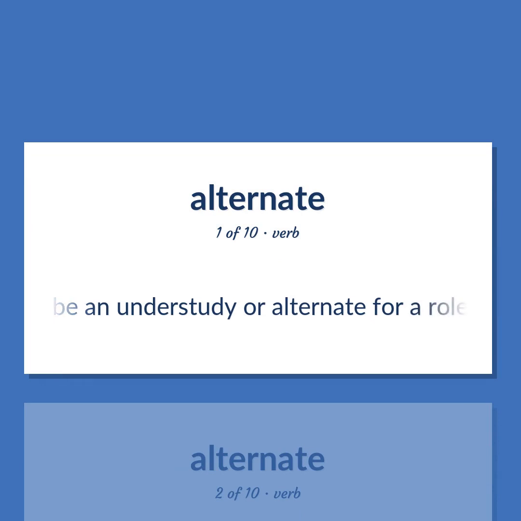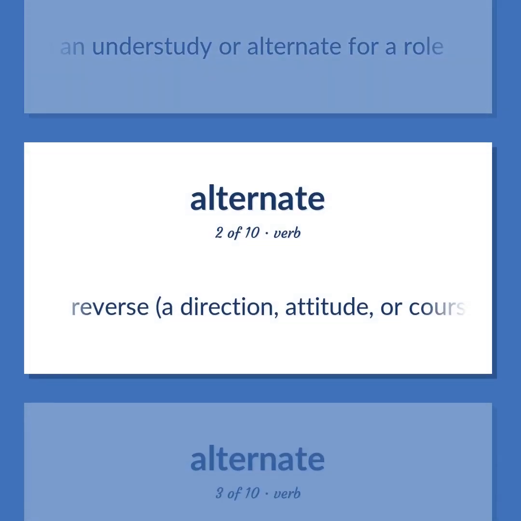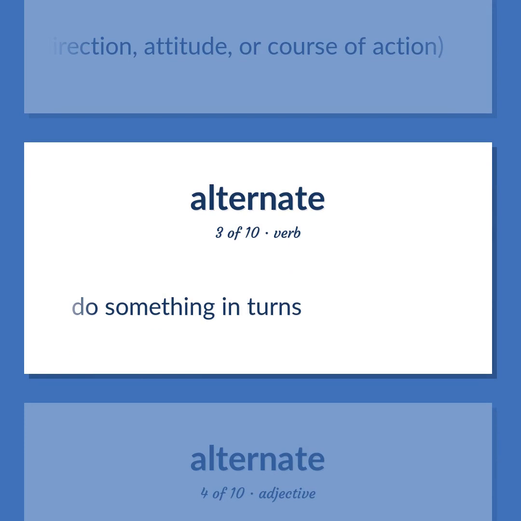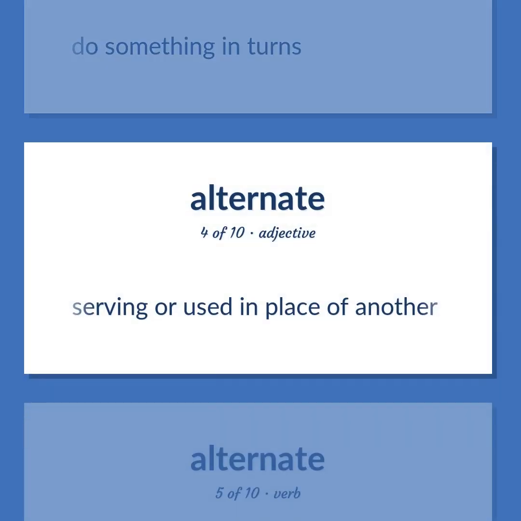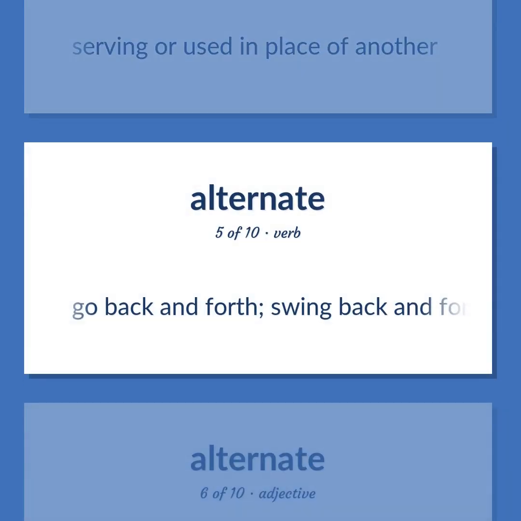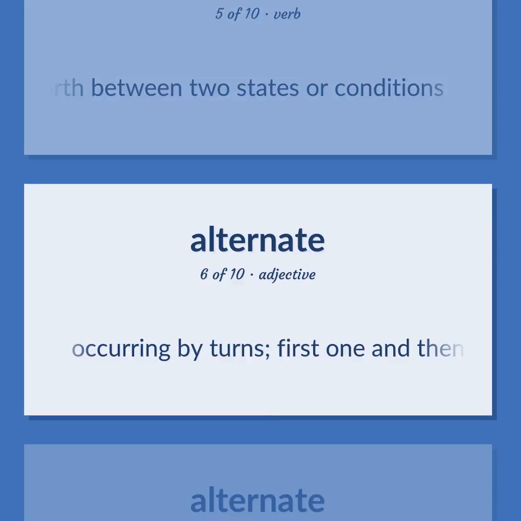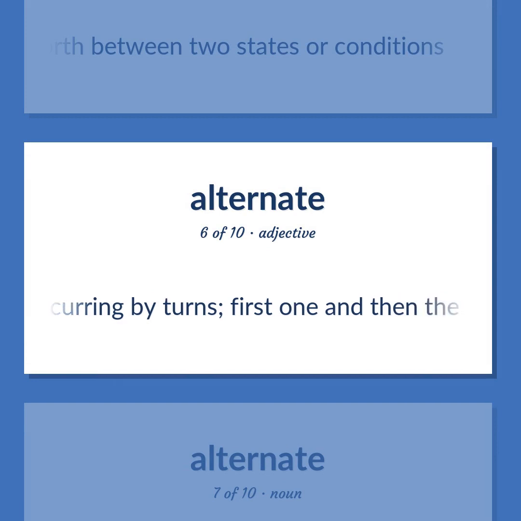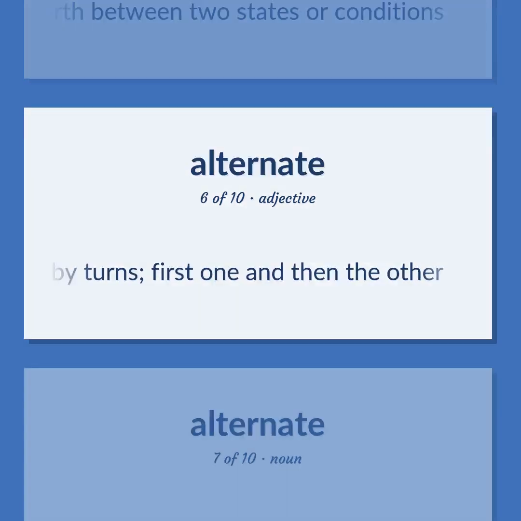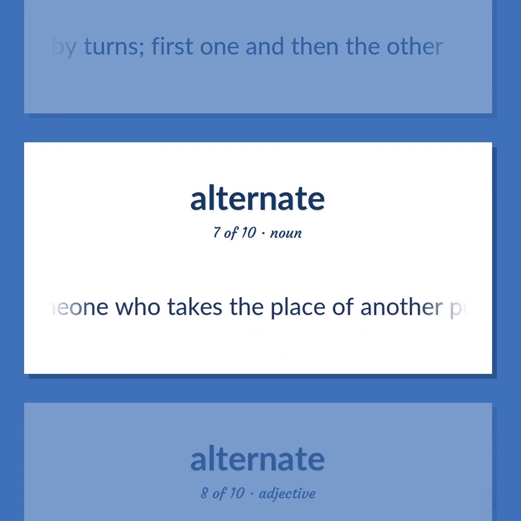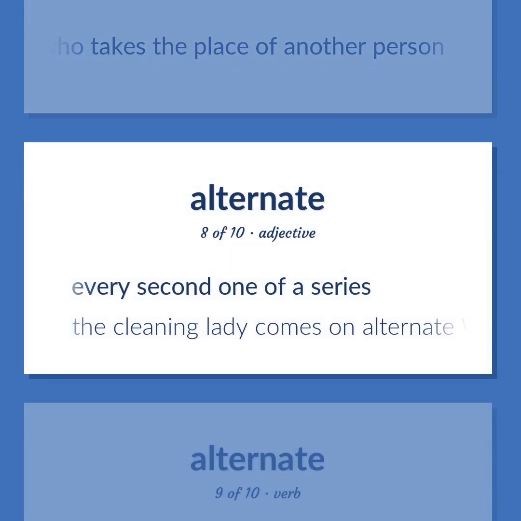Be an understudy or alternate for a role. Reverse, a direction, attitude, or course of action. Do something in turns. Serving or used in place of another. Go back and forth. Swing back and forth between two states or conditions. Occurring by turns, first one and then the other. Someone who takes the place of another person. Every second one of a series.